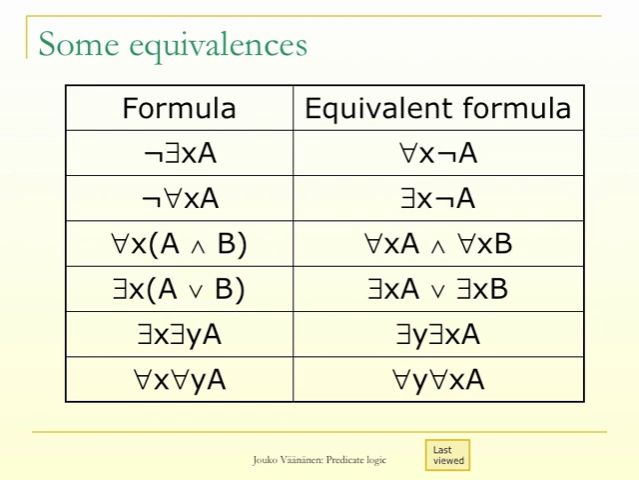Not there exists x A, equivalent formula, for all x not A. Not for all x A, equivalent formula, there is an x such that not A. For all x, A and B, equivalent formula, for all x A and for all x B. There is an x such that A or B, equivalently there is an x such that A, or there is an x such that B. There is an x, there is a y such that A, equivalent formula, there is a y, there is an x such that A. For all x, for all y, A, equivalent formula, for all y, for all x, A.